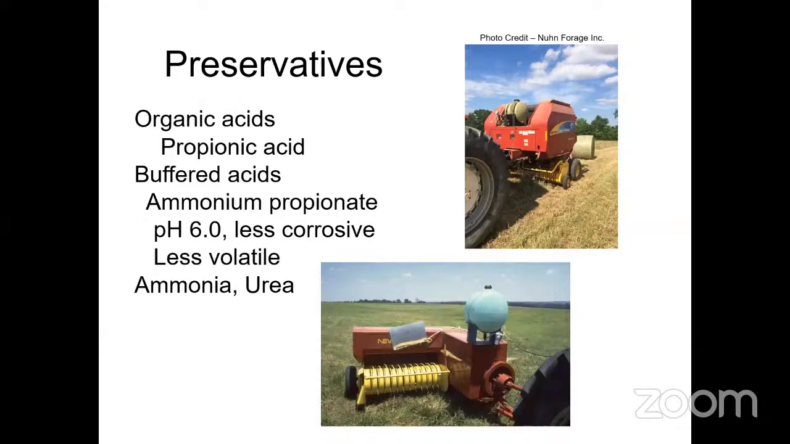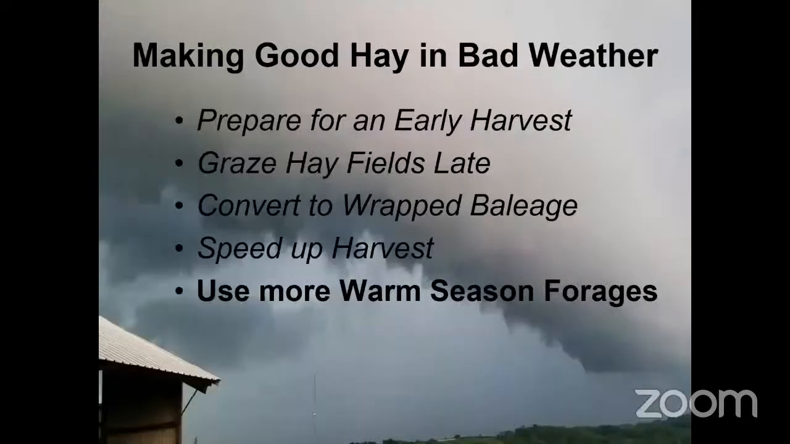And then we don't have as many people that take advantage of this, but you can use preservatives, propionic acid, or some other buffered acids, ammonium propionate, or one of these others that can be used to actually get started baling a little earlier than normal. As it's sprayed on in the windrow, it'll actually cause the bacteria to work a little faster and take care of some of that moisture for you in the bale. So that's certainly an option as well.